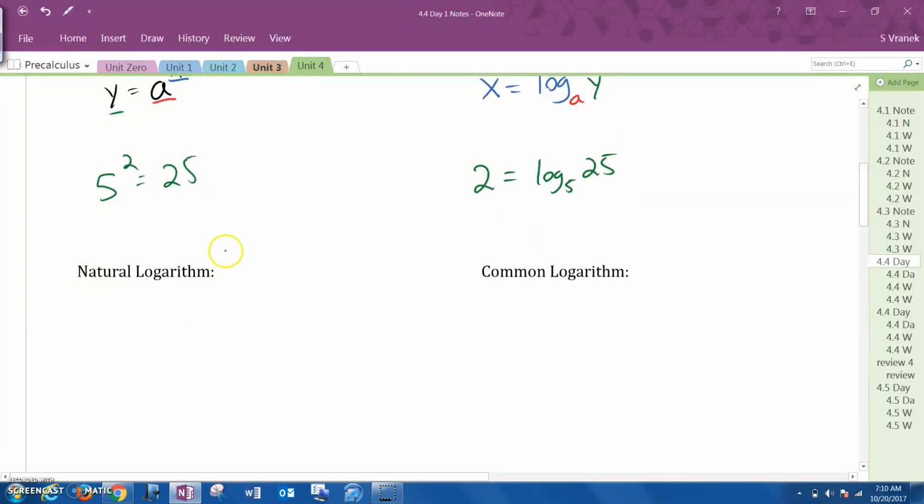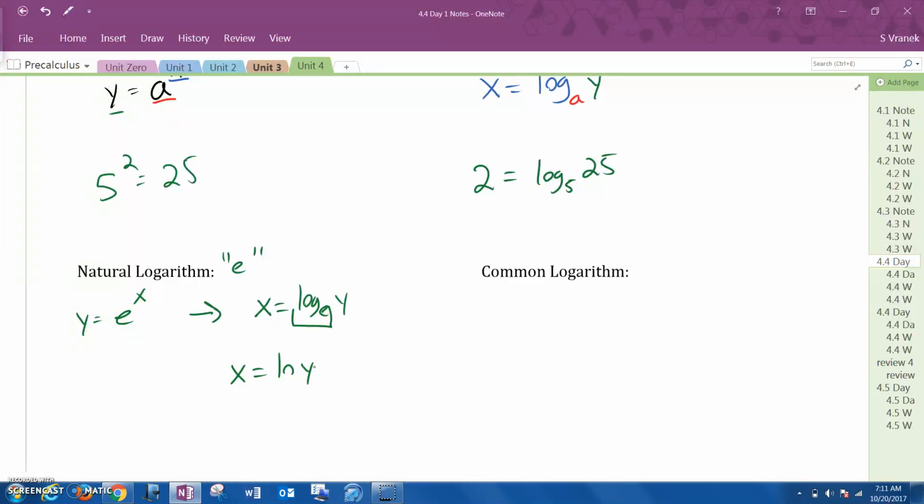Now, a natural log is the ones that have base e. So, for example, if I had y equals e to the x, you can write that as the exponent x equals log base e of y. But we don't use log base e. Whenever you see a log base e, that really is the same thing as a natural log. So when you see that ln button on your calculator on the far left, it's a natural log.